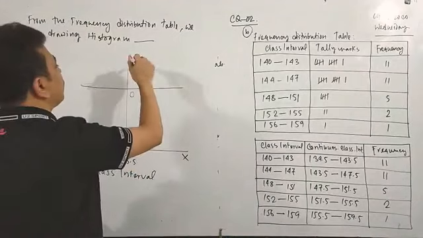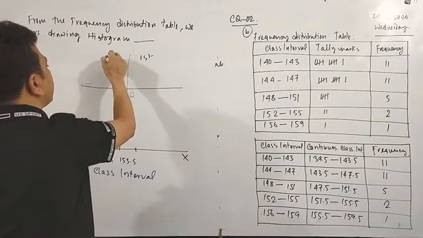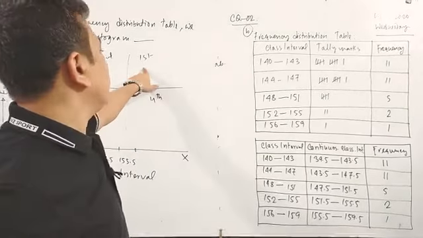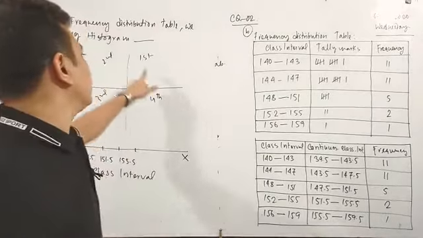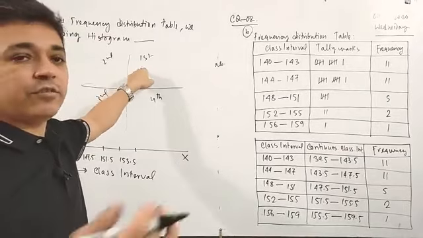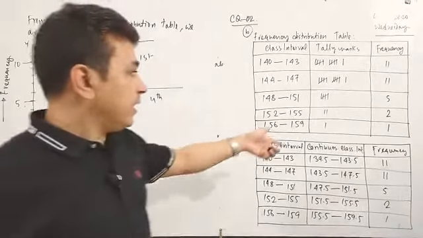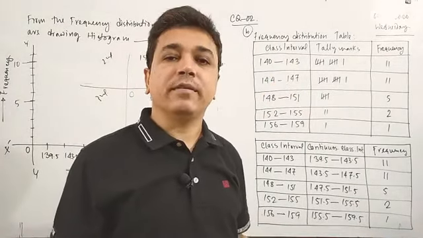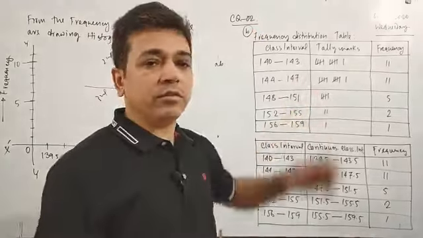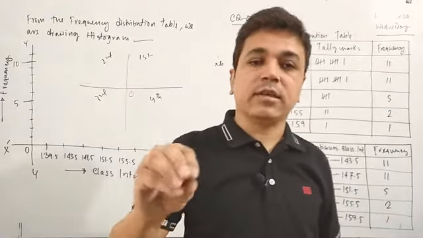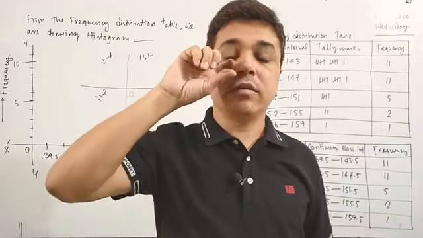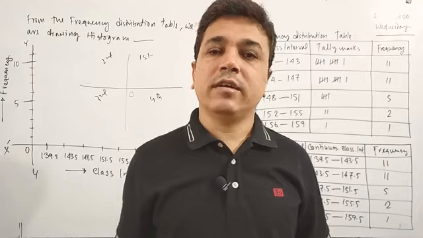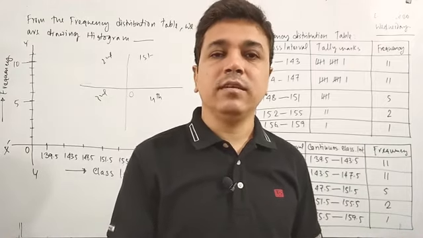This graph has 4 quadrants: first, second, third, and fourth. This one is all positive. In the first quadrant, all the positive numbers exist. Look at that. In the frequency distribution table, there are no negative numbers. All numbers are positive. So all positive numbers always belong to the first quadrant, because both the x-axis and y-axis coordinates are positive, so it must exist in the first quadrant.